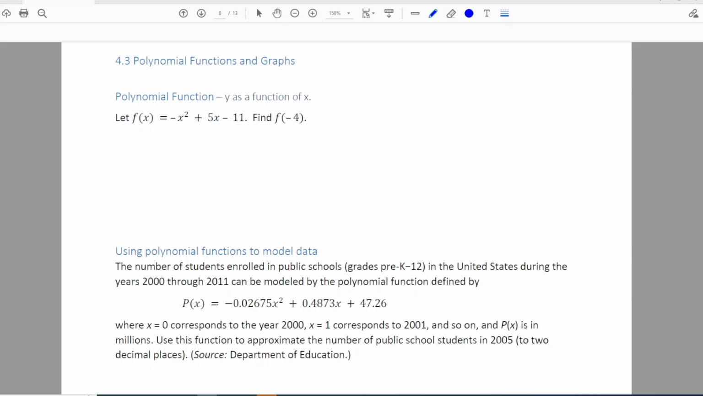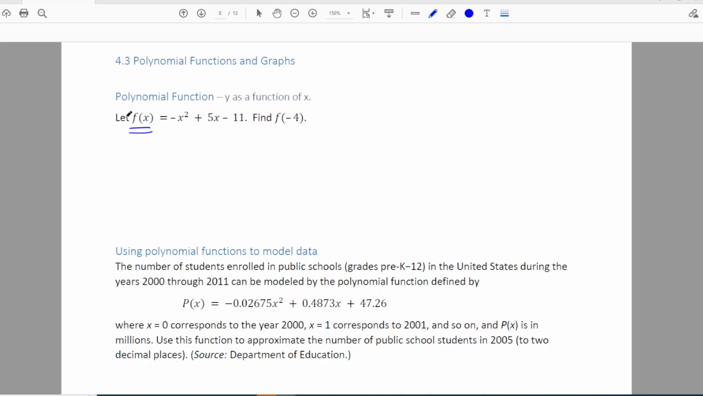All right, this first video is going to be super short. In 4.2 we talked about polynomials, and now we're going to switch to polynomial functions, which means we're going to do y as a function of x, which is going to allow us to use that function notation that we learned in chapter 2. So this equation is y equals negative x squared plus 5x minus 11, or f of x is equal to negative x squared plus 5x minus 11.